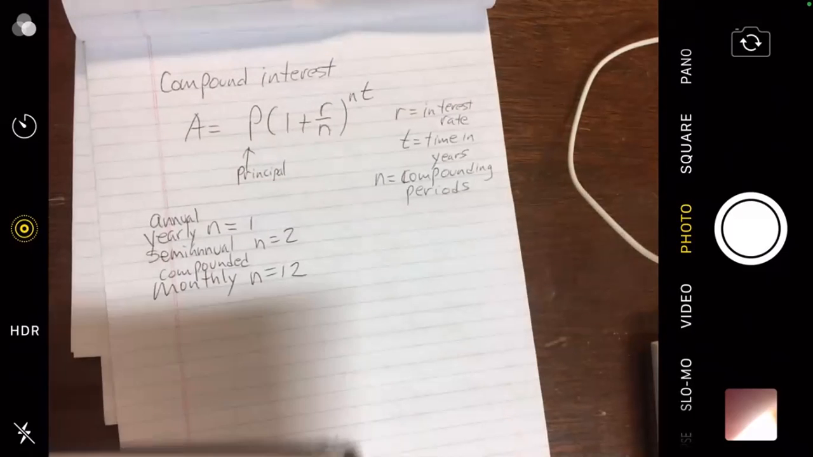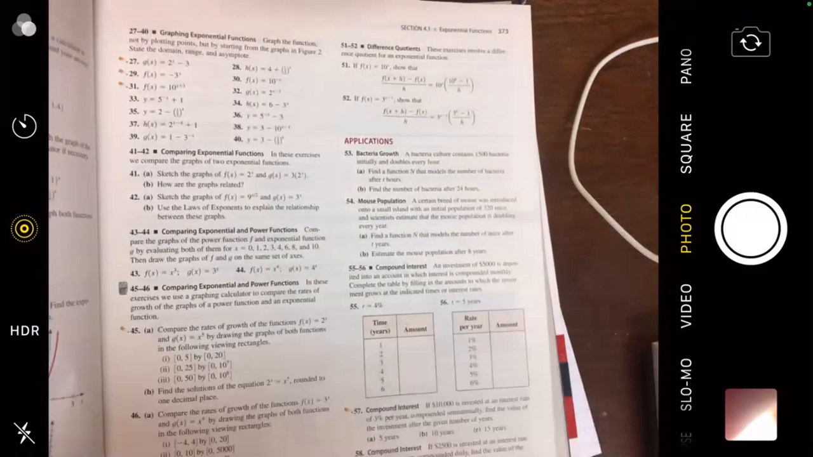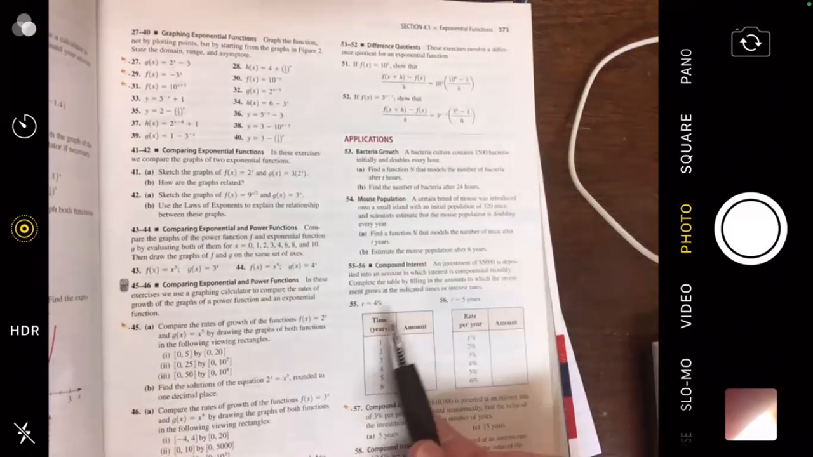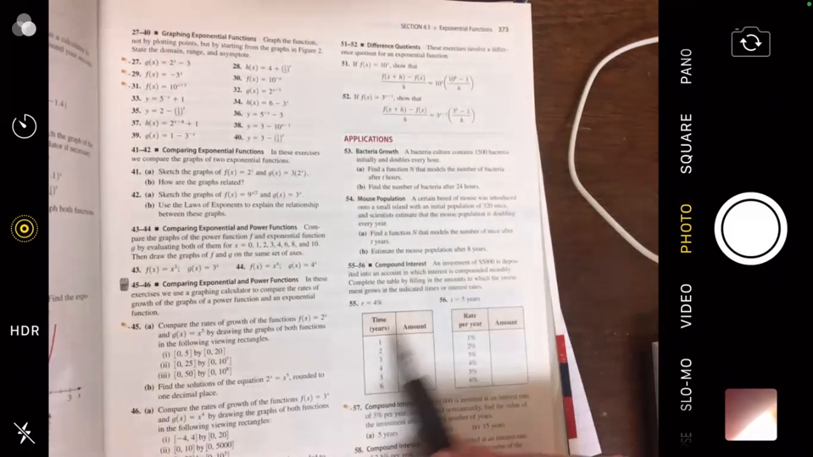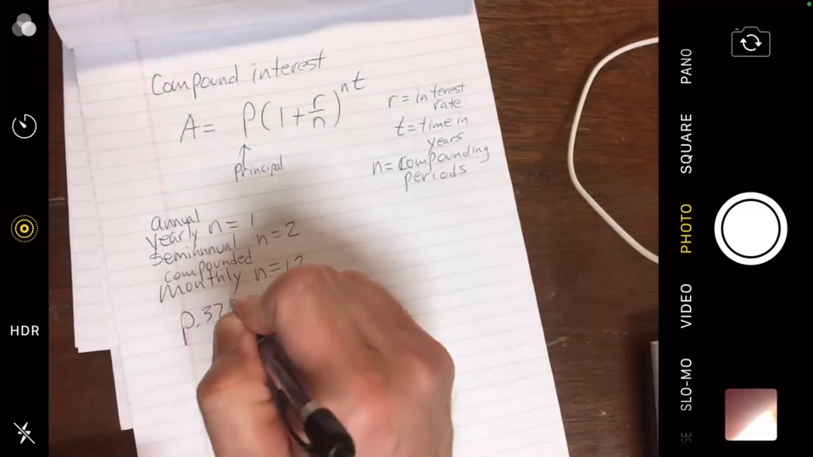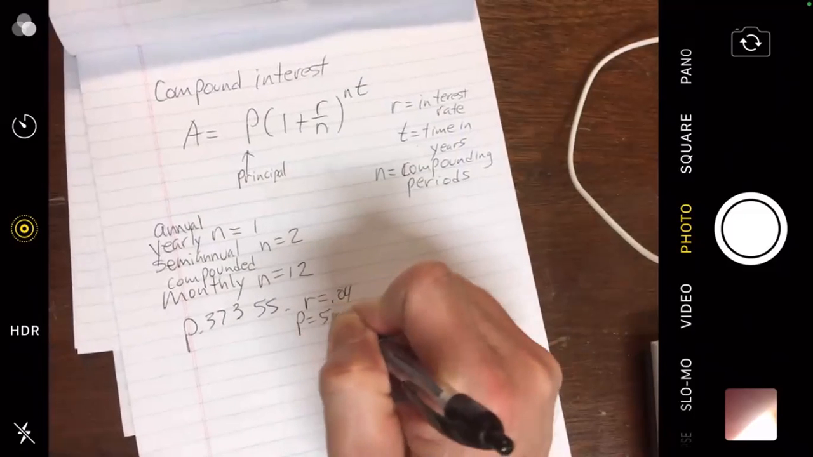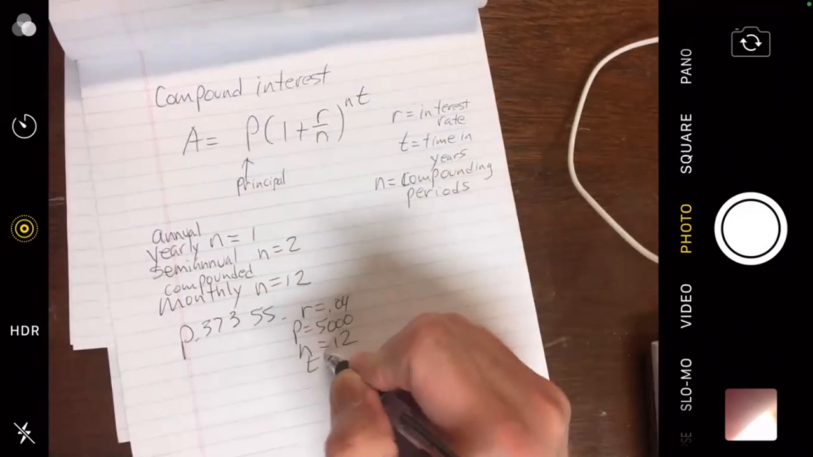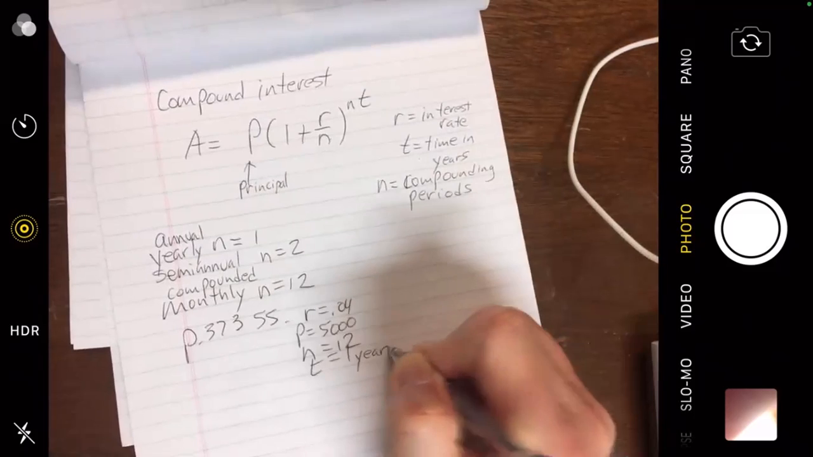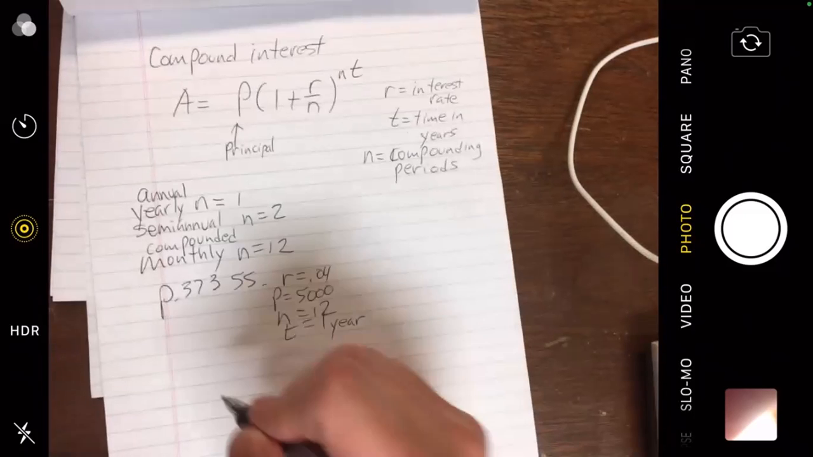Why don't we try 55? At least we won't fill in the whole table, maybe just the first part of it. So we're looking at 4%, 5,000, 4% for 1 year, compounded monthly. This is page 373. 55, R is 0.04, P then would be 5,000. Your N would be 12 compounded monthly, and your T would be 1 year. Are we losing anybody? No, sir. Okay. All good.